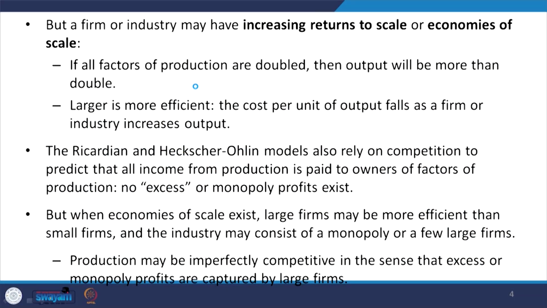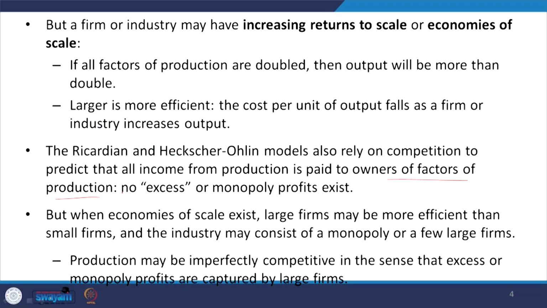Then that is the meaning of constant returns to scale. But a firm or industry may have increasing returns to scale, or economies of scale, which I have said means that if factors are doubled, then output will be more than the extent of factors applied. So, larger is more efficient. That means the larger the output, the more efficient the industry is, and it can differentiate or has an edge over another industry.